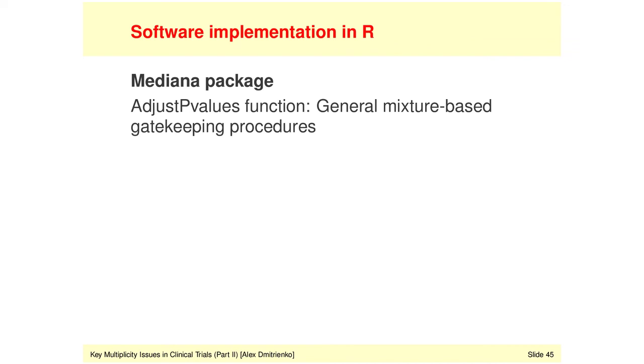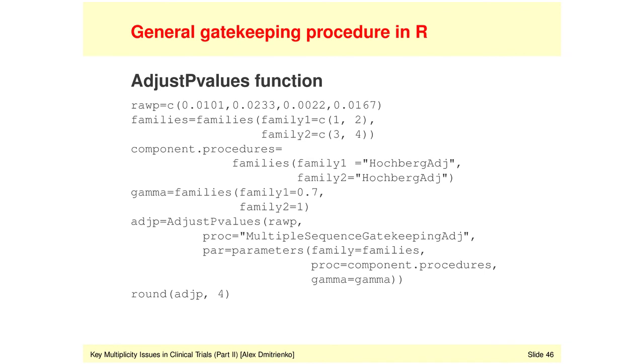In this case, as we have done many times before, we're going to utilize the Mediana package, and within this package there's a very useful function called the adjust p-values function. We used it a lot in part 1 of this online training course because this function supports multiplicity adjustments based on a very broad class of multiple testing procedures, and it also supports general mixture-based gatekeeping procedures. Slide 46 shows us what we need to do to perform a multiplicity adjustment based on the general gatekeeping procedure.